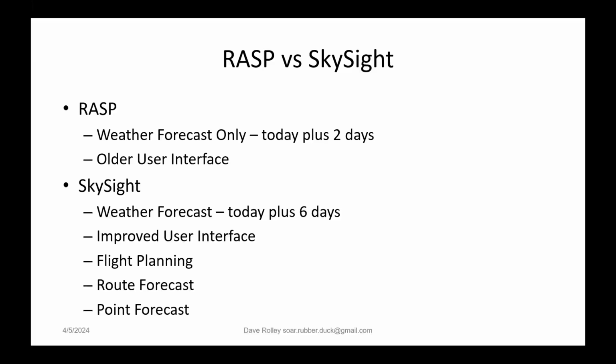It does have an improved user interface, and we'll be pointing that out. And it has flight planning capability. You can do a route forecast and then run through the time period of the flight and watch the weather parameters change. And then it also has a point forecast, so you could look at a specific location, and I'll show an example of that when we get there.